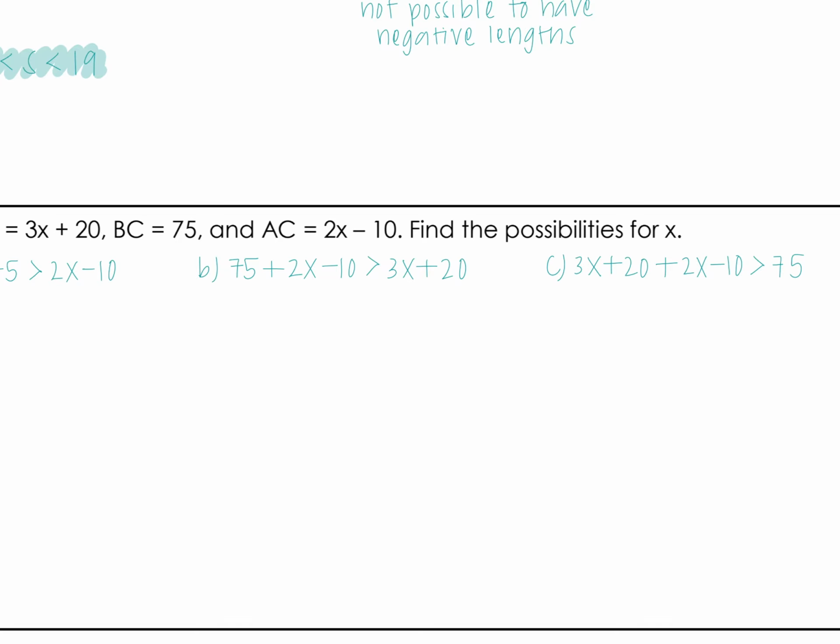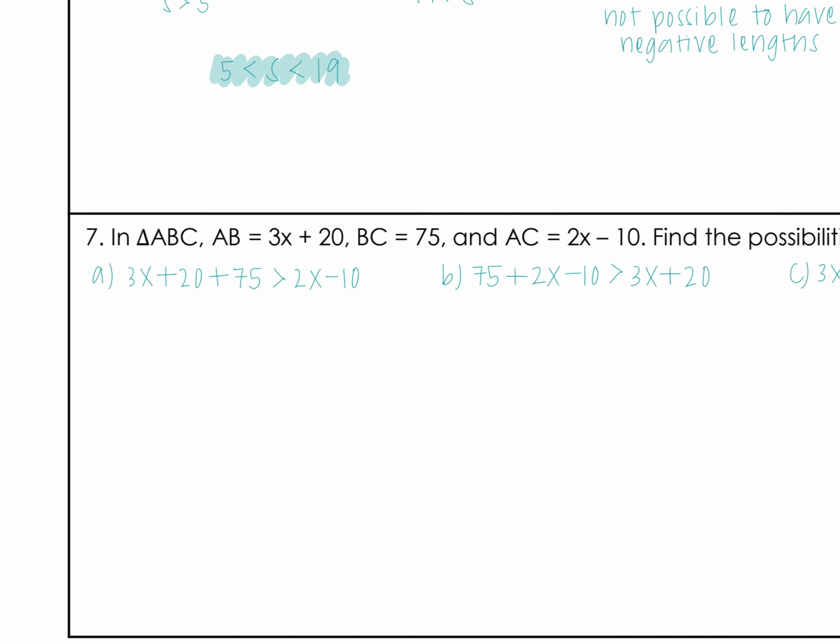So let's go back over here to scenario A. And I'm going to combine my like terms to get 3x plus 95 is greater than my 2x minus 10. So I'm going to subtract that 2x to get x, and I'm going to subtract my 95, and I'm going to get negative 105. So here my x is going to be greater than negative 105, which once again, it's not possible. No negative lengths.